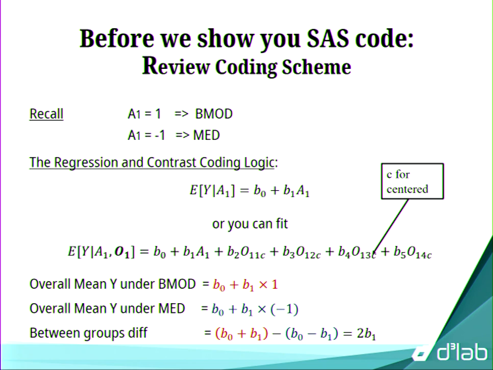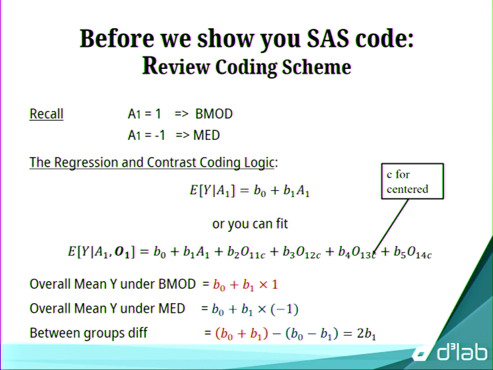But that's too simplistic, right? So I want to add control covariates. And here I add control covariates that were measured before the first stage randomization. That's really, really important. And C is for centered, right? We center the variables around the mean to make it easier to interpret the coefficients.